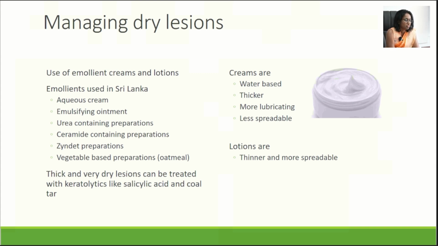So only local applications which fall under the BP, or British Pharmacopoeia, will be considered as medicine. So far, out of these emollient kinds of creams, the only things that will come under medicines are aqueous cream, emulsifying ointment and 10% urea. All these other things will be considered as cosmetics.